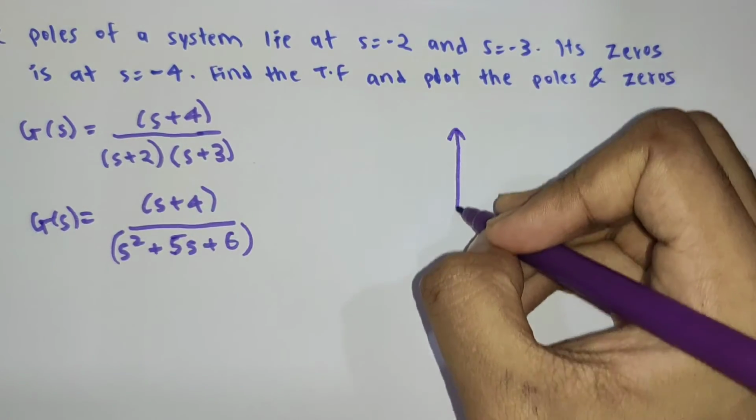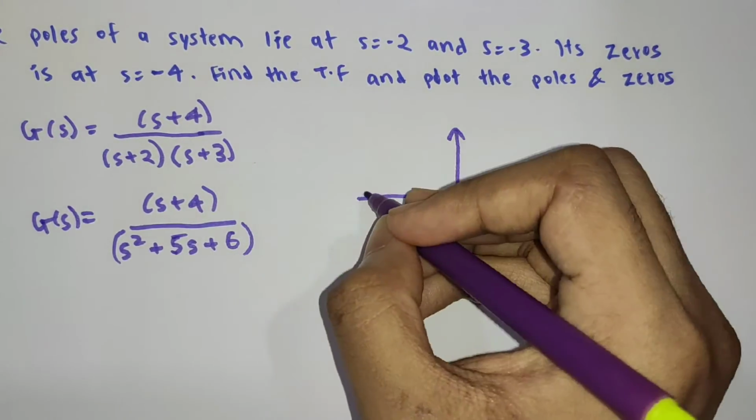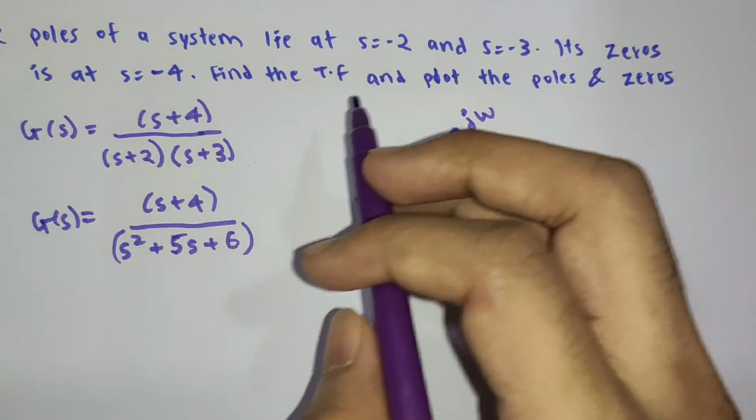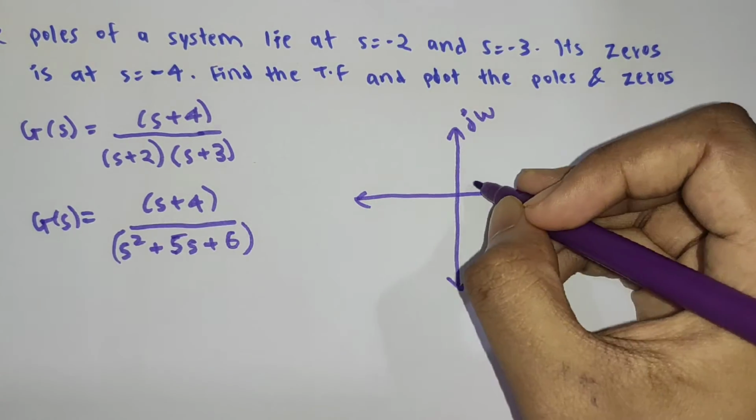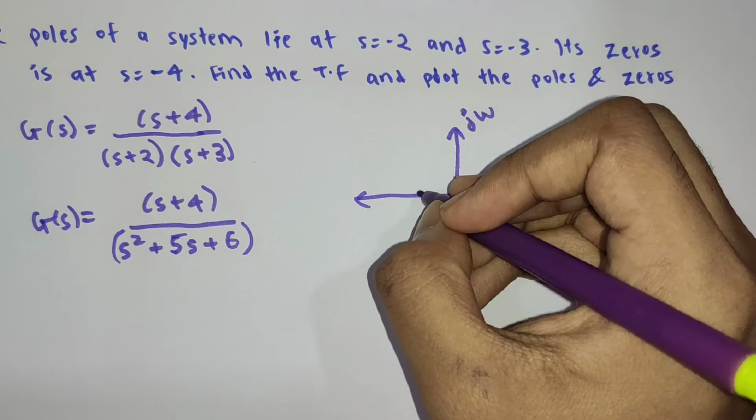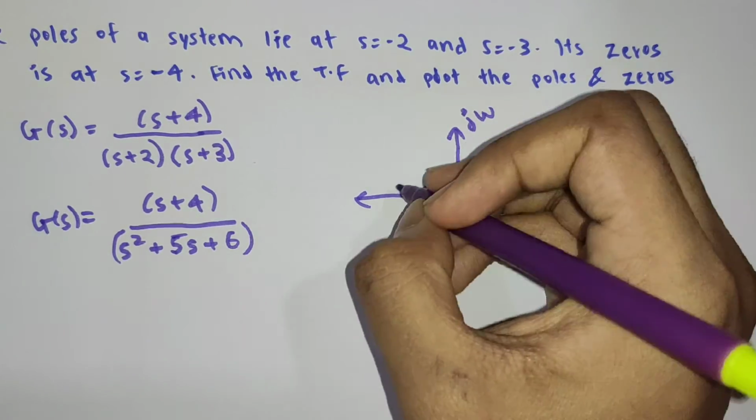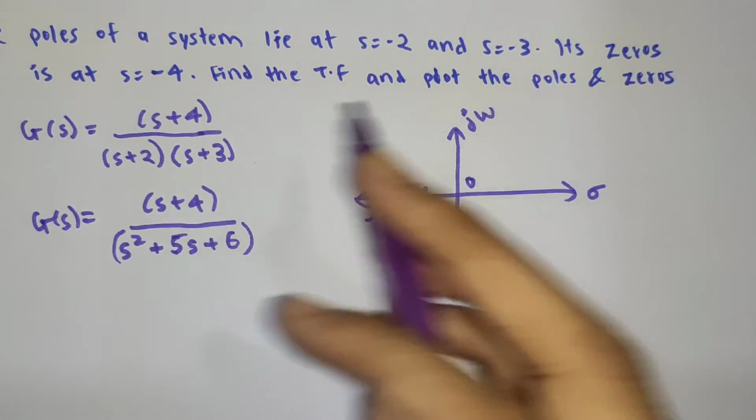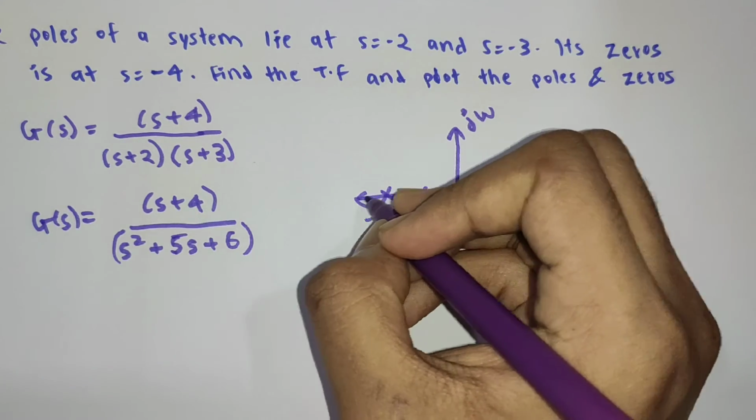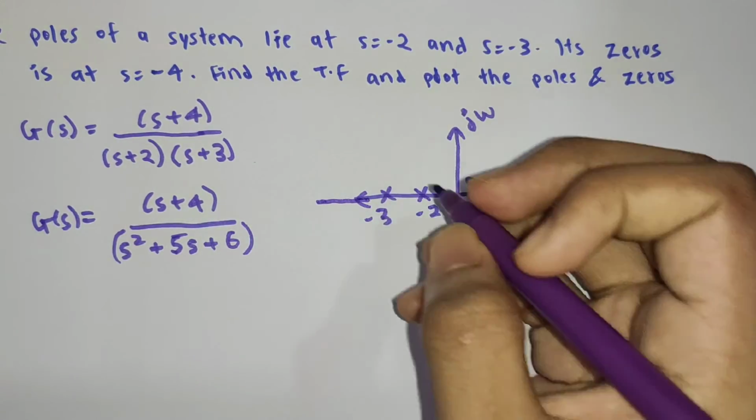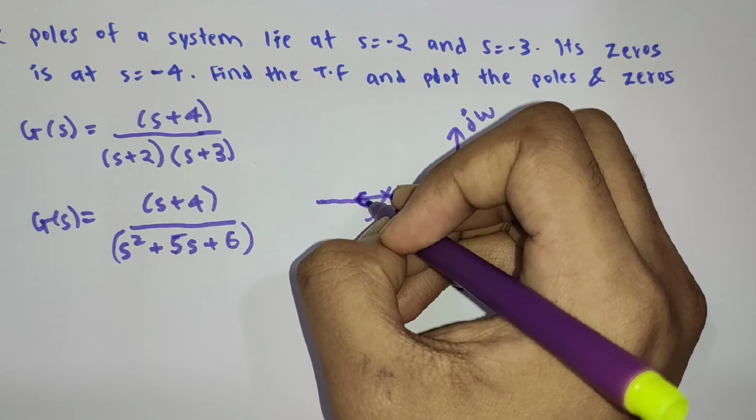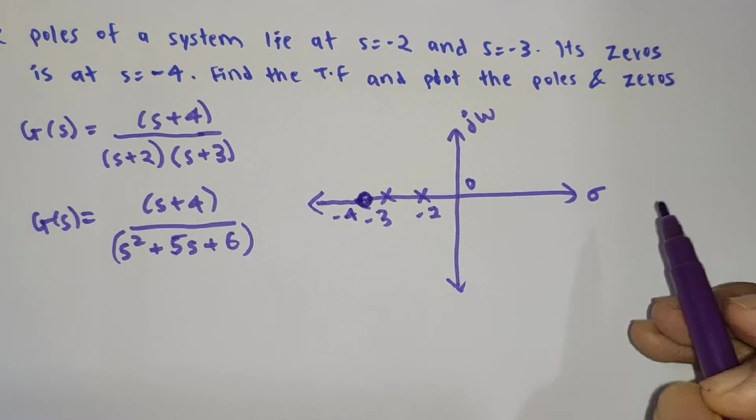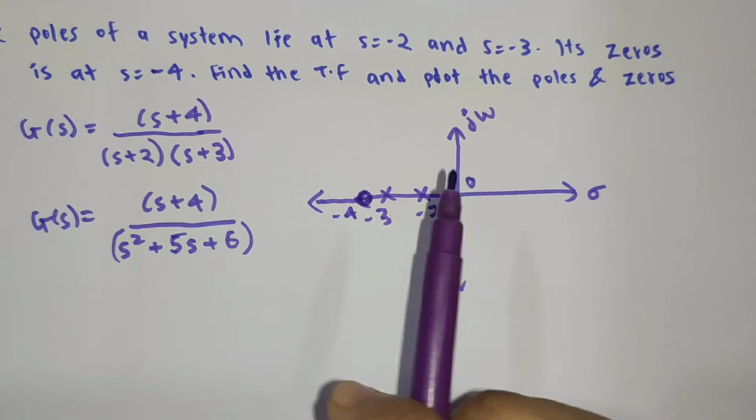Now like the previous sum, in the same way we are going to plot it. Here sigma, here j omega. The poles are at s is equal to -2 and s is equal to -3, so left of the origin, so it will be -2 here and -3 here, and the zero is at s is equal to -4. So for the zero I will extend it. The zero is at s is equal to -4, so it will be somewhere here and denoted as an O. So we have completed this sum as well.